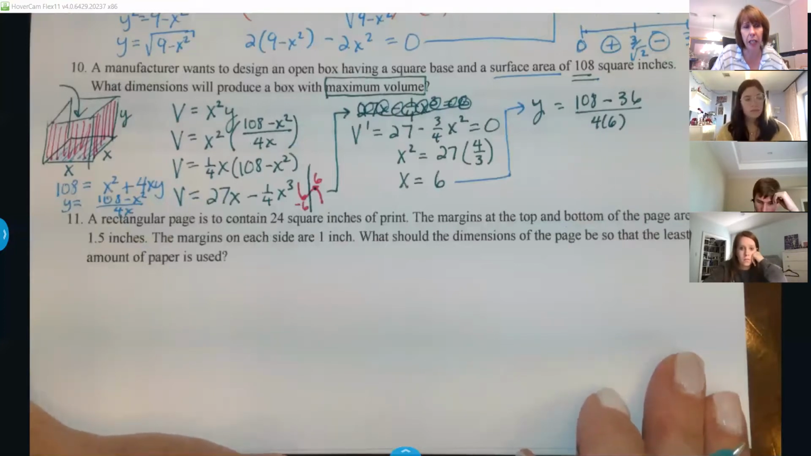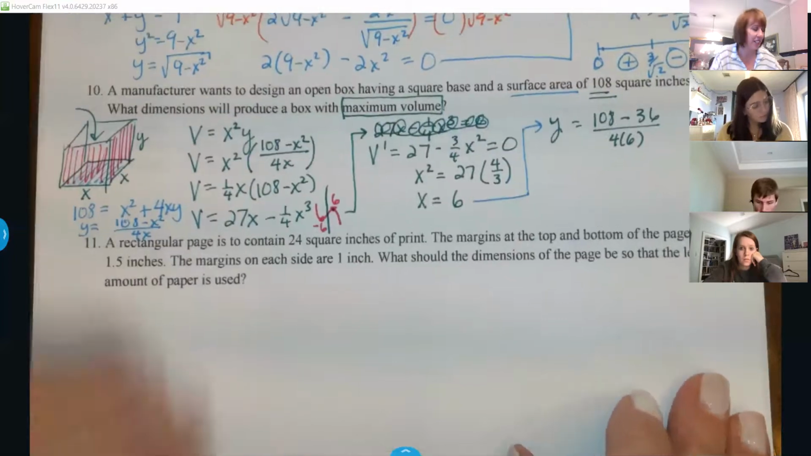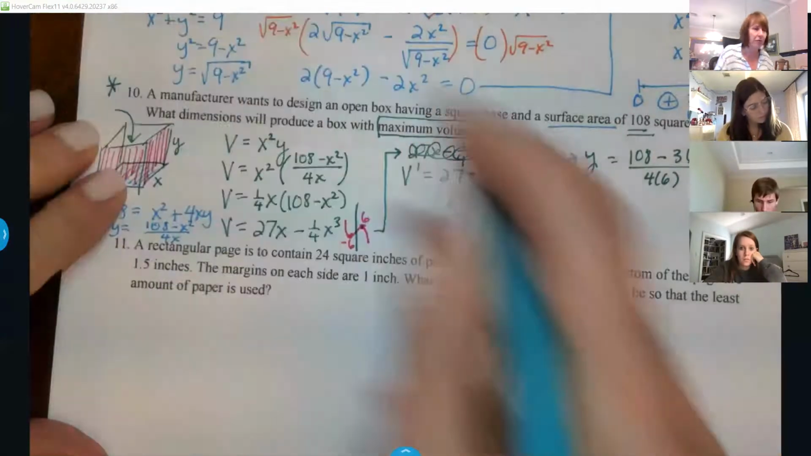So that's kind of a nice one if you have the other version of the text. So that's a nice one to start.